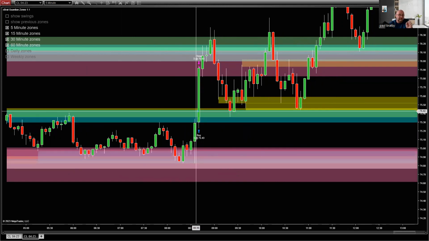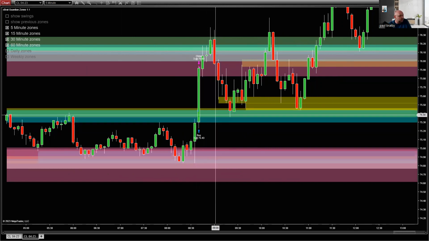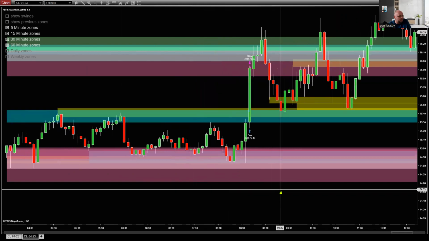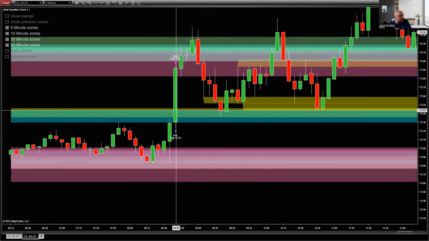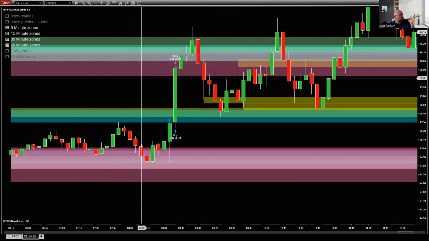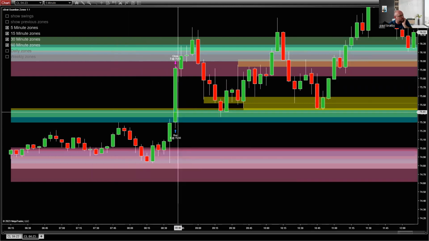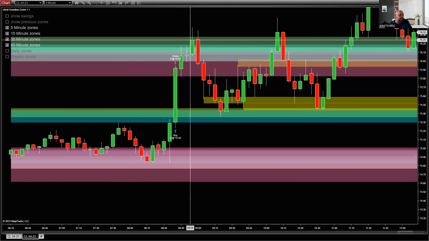For me, I was a little late to the party. So I got in just as it broke this 15-minute zone here where that blue arrow is. And I took profit into that 60-minute zone. That was a $2,000 trade, okay? Or whatever, 2,500, whatever it was, okay? It was a trade, yeah? I didn't carry it into that resistance, okay?